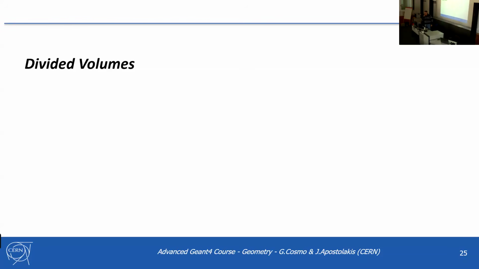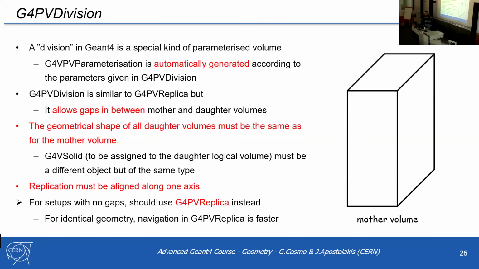So now let's have a look at another kind of replication, which is divided volumes. The division in Geant4 is a special kind of parameterization. Actually, it is implemented as a special kind of parameterization, but it is a replica effectively, as a concept. Why is it done this way? In this case, the volume gets divided, and the algorithm for making the division is automatically generated in Geant4, given the parameters that you give to the division object.